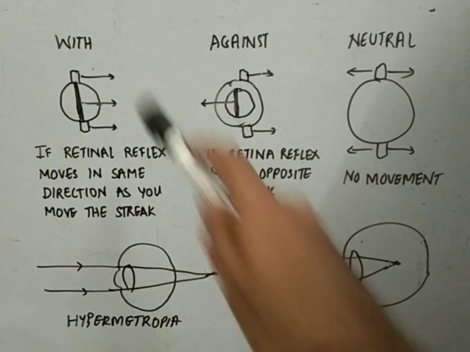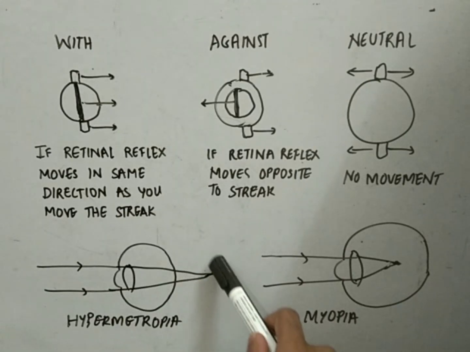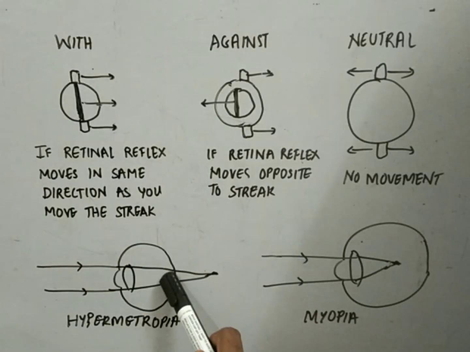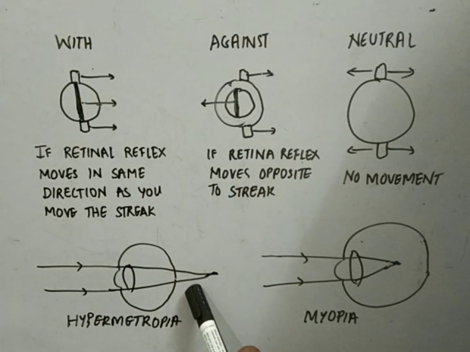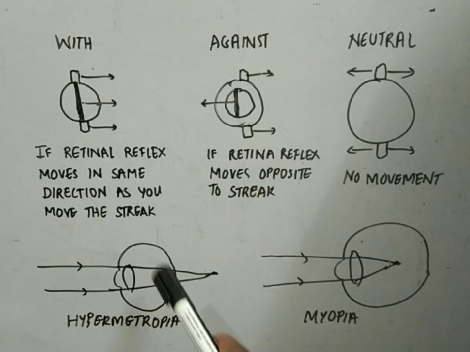Now with movement is seen in the case of hypermetropia. So in hypermetropia, parallel light rays coming from infinity are focusing behind the retina. So these are diverging rays. To bring this point which is behind the retina back onto the retina will require converging power, and that is done by using plus lenses. So that is why whenever we get with movement we use plus lenses to find the refractive error.